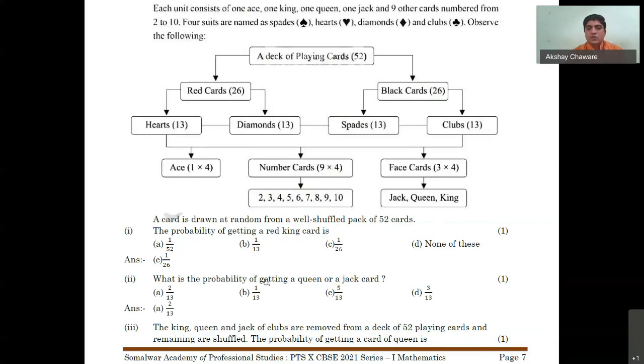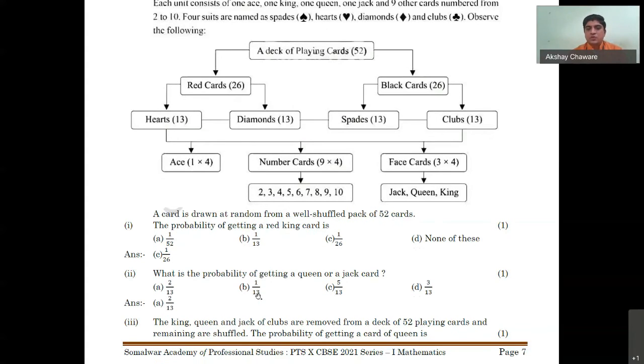Now, what is the probability of getting a queen or a jack? So queen or a jack, the answer is 2 by 13. Okay, queen or a jack, because the queens are 4, jacks are 4, 4 plus 4, 8, 8 by 52, 2 by 13.